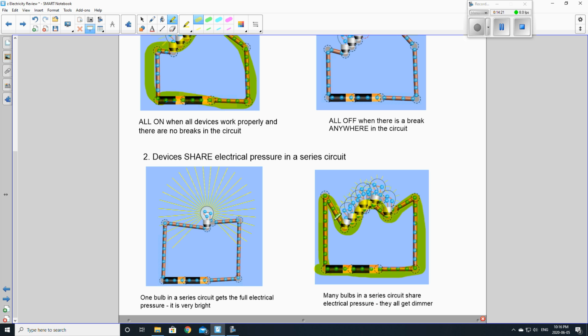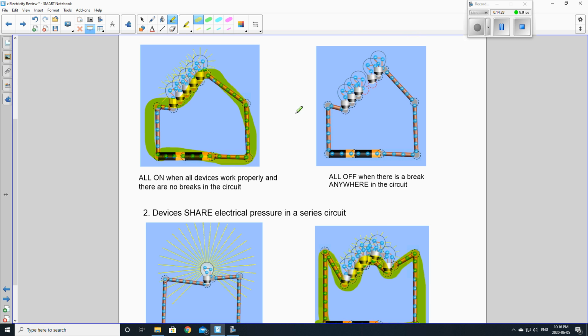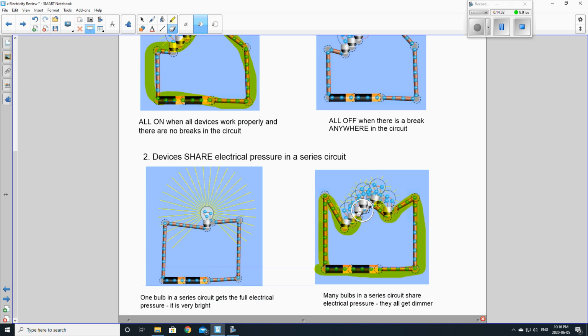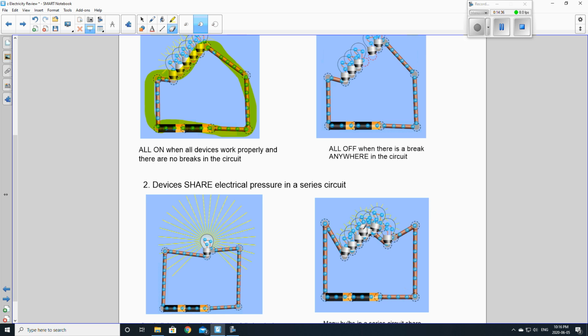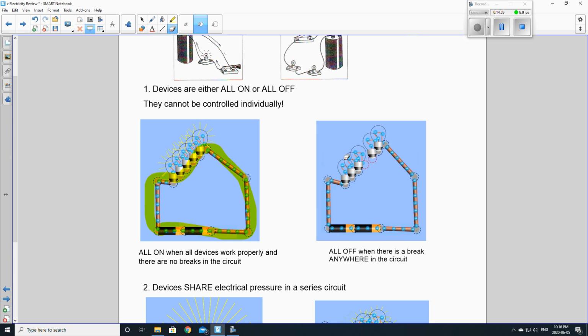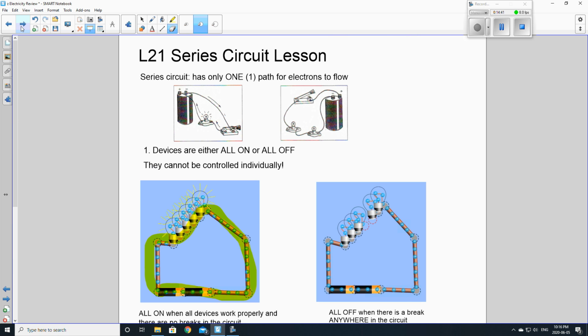So they all get dimmer because they share electrical pressure. This is definitely a disadvantage. These are both disadvantages, right, to having series circuits, okay? So sharing electrical pressure and devices being all on or all off, they can't be controlled individually.